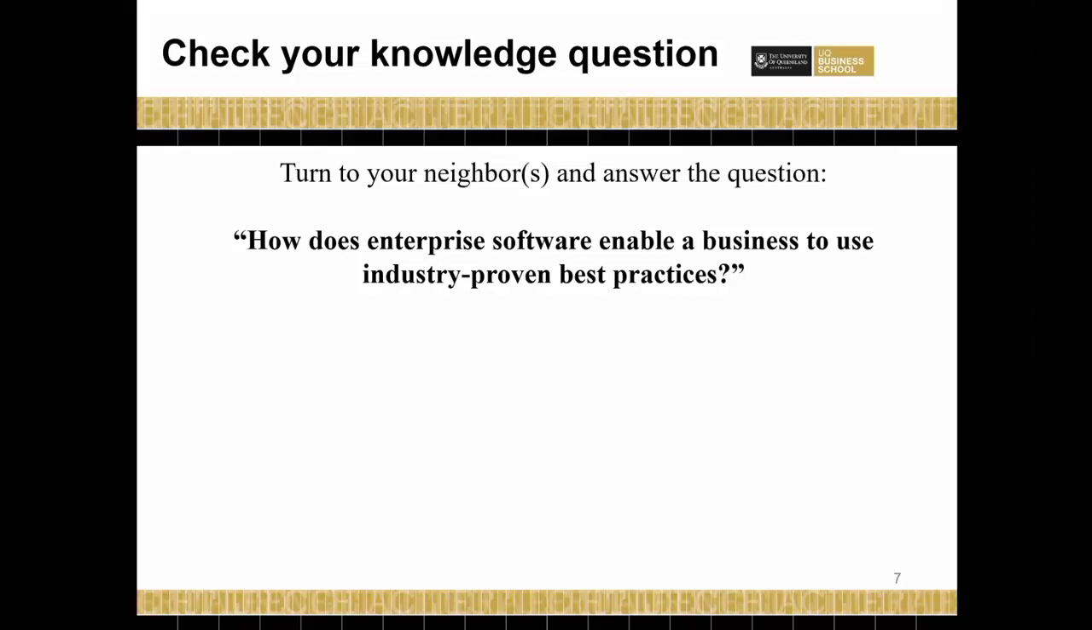So the ERP system changing, please find a different seat, please keep those empty. Thank you.